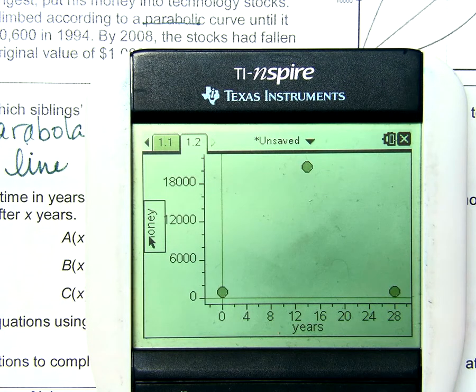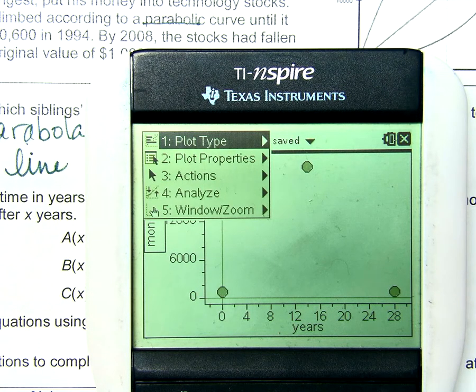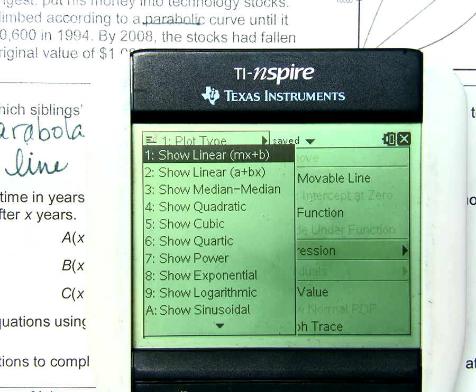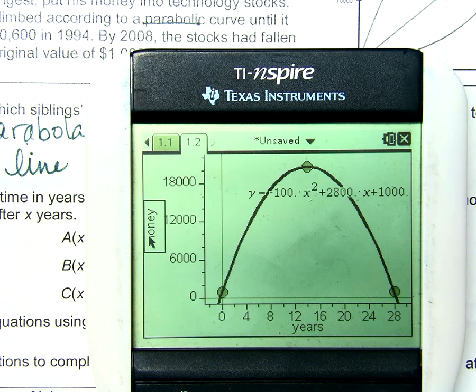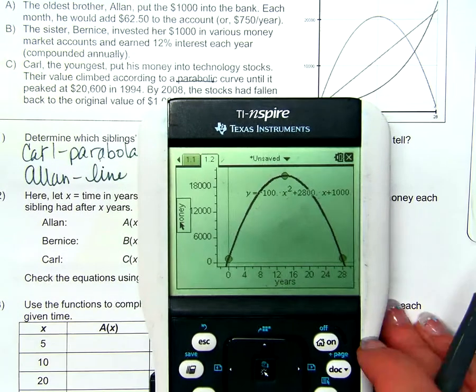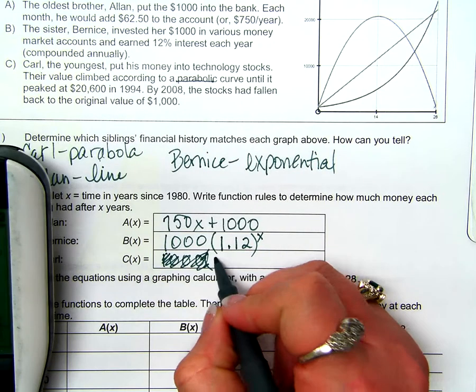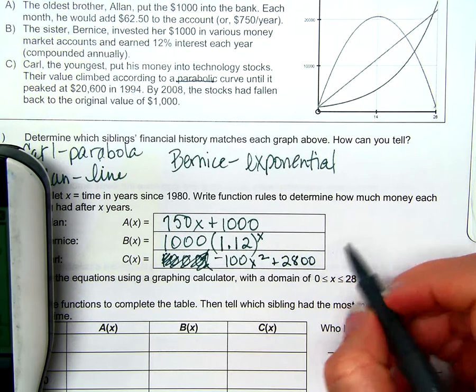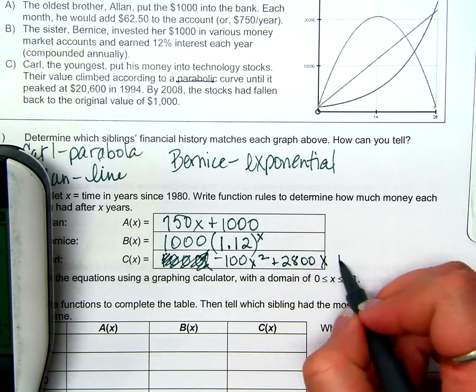And now we press menu, analyze, regression. What kind of regression are we asking for? Quadratic. Okay, is this the only way to find this equation? No, there's several other ways. I don't remember if we talked about it here, but you can do it with a matrix. But this is probably the quickest way for us to get to our information since we're trying to work on it now. So we have our equation, and it is negative 100x squared plus 2800x plus 1000.